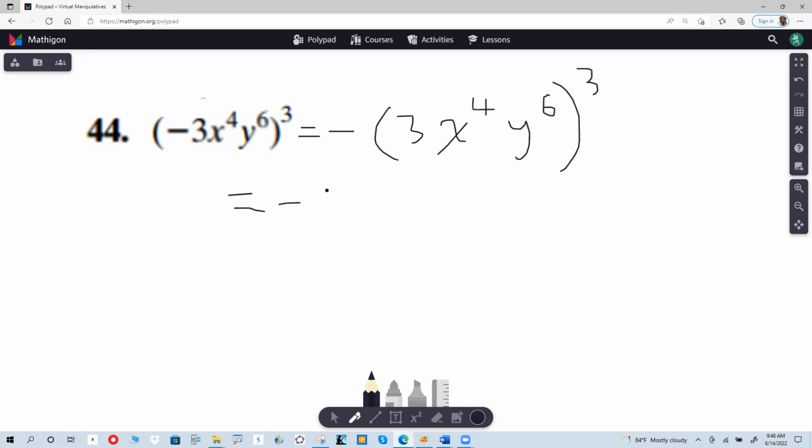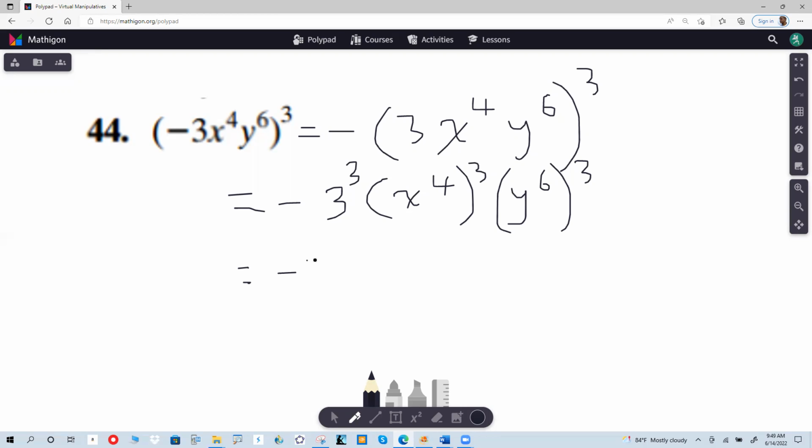I'm going to rewrite it like this: 3 to the power 3, x to the power 4 to the power 3, y to the power 6 to the power 3. So this power 3 applies to each component. All right. 3 to the power 3 is simply 3 written 3 times and multiplied. I think that's 27.